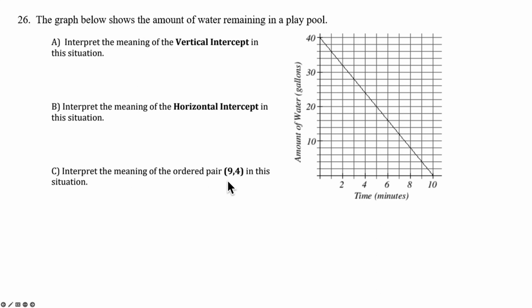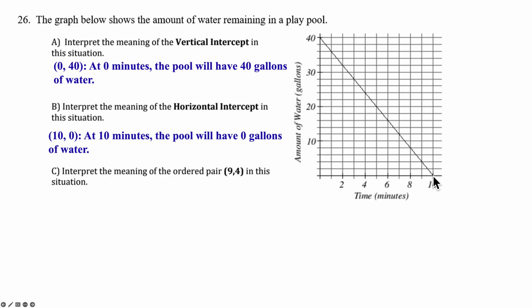26, all right, same kind of deal. The graph shows the amount of water remaining in a play pool. Interpret the meaning of the vertical intercept, which is right here at 0, 40. At 0 minutes, there is 40 gallons of water left in the pool. Your horizontal, your x-intercept is at 10, 0. At 10 minutes, the pool will have 0 gallons of water. We finally emptied it. Interpret the meaning of 9, 4. In 9 minutes, you'll have 4 gallons of water left in the pool.